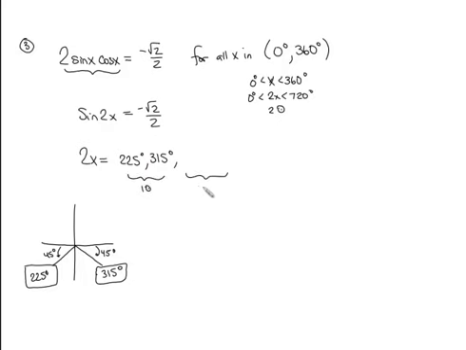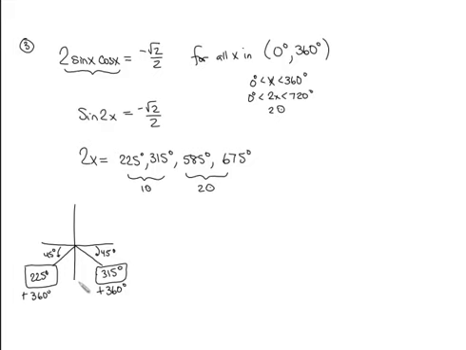Now the second time around the circle, we're going to get two more answers. How do I find those? I add a full circle to it. So I'm going to add 360 degrees to this one, which gives me 585 degrees. I add 360 to this one, which is going to give me 675 degrees. Now I've gone two full times around the circle because of the 2x.